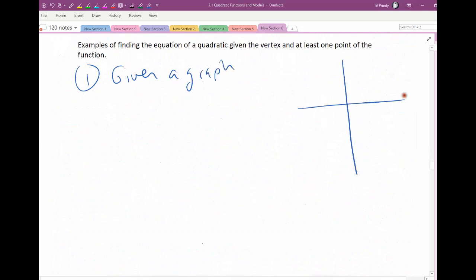Alright, so this is the graph that we're given. So there's my function f of x. This would be the vertex at 2, 1. And then they give me a couple points. That would be 3, 0. That would be 1, 0. And then they also give us this point 0, negative 3.